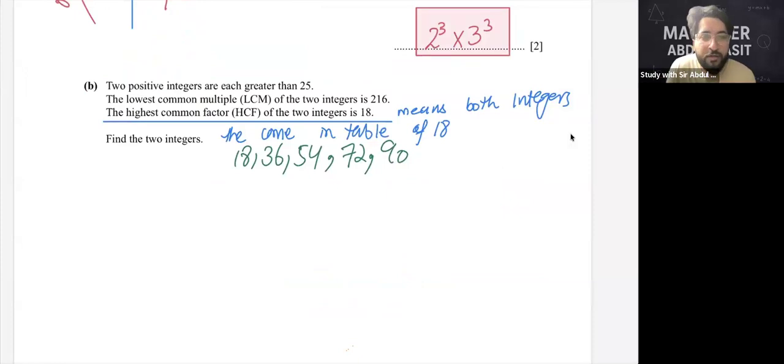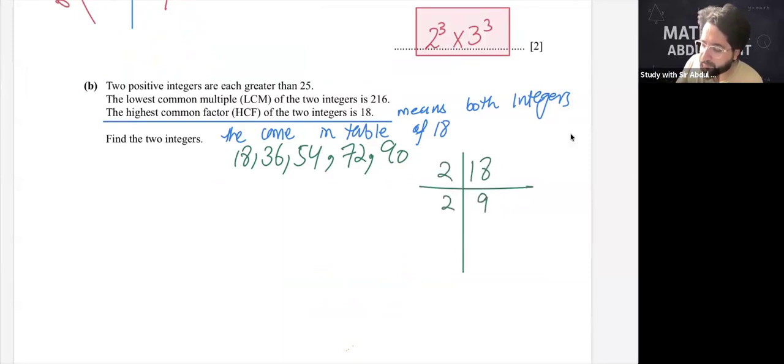Now remember one thing: they say that two positive integers are both greater than 25, their LCM is 216, and the HCF is 18. Wait a minute. Let me do the prime factorization of 18 as well. 18 is 2 times 9, and 9 is 3 times 3.